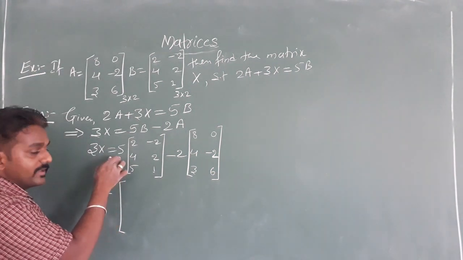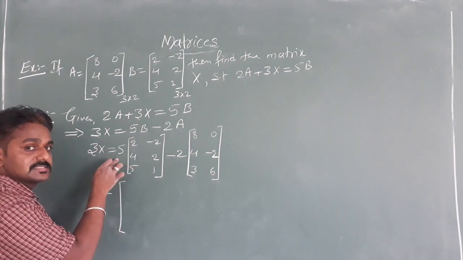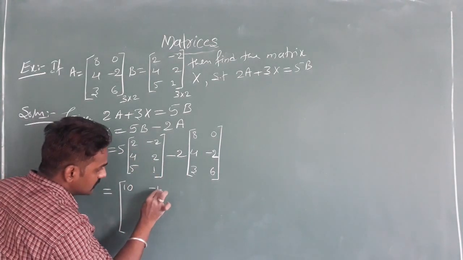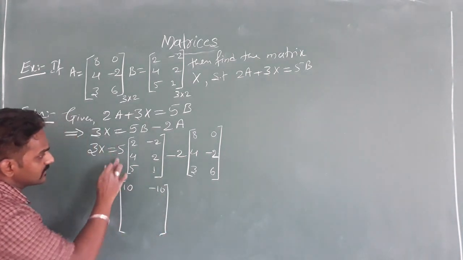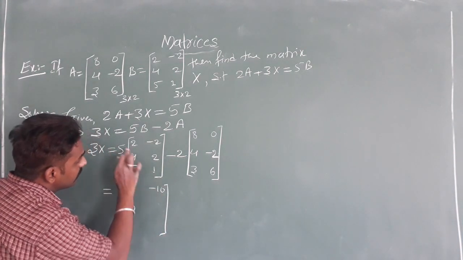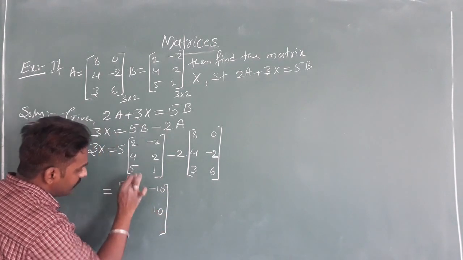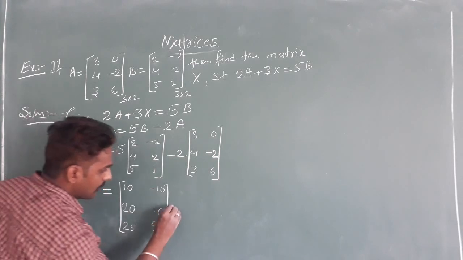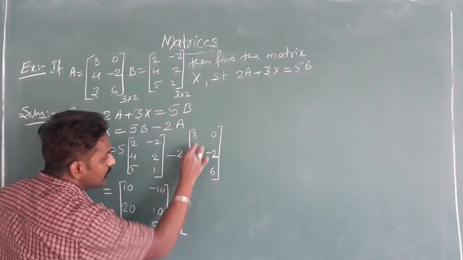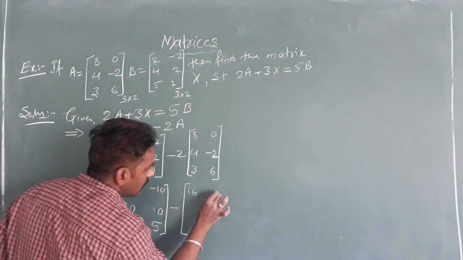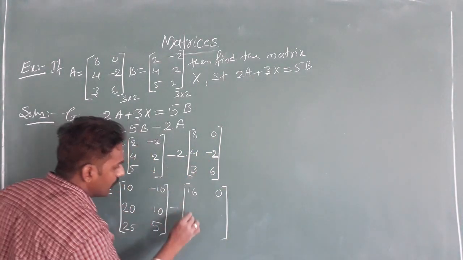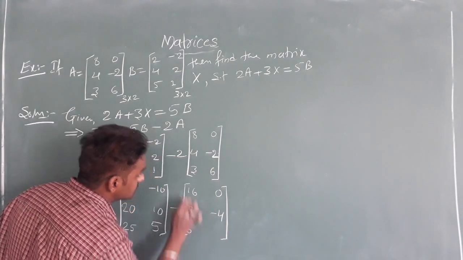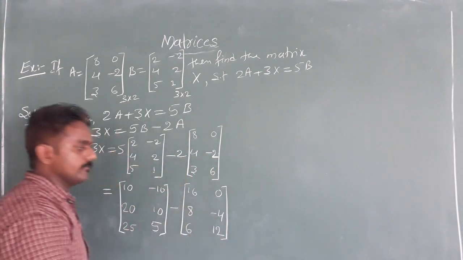Okay, so multiplication of a matrix by a scalar here. 5 into 2, 10. 5 into minus 2, that is minus 10. Next 5 into 4, 20. 5 into 2, 10. 5 into 5, 25. 5 into 1, that is 5. 2 into 8, 16. 2 into 0, 0. 2 into 4, 8. 2 into minus 2, minus 4. 2 into 3, 6. 2 into 6 is 12.